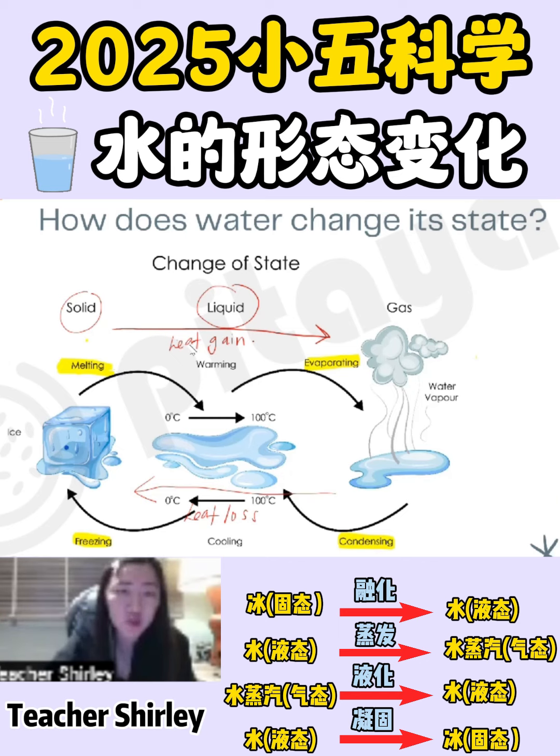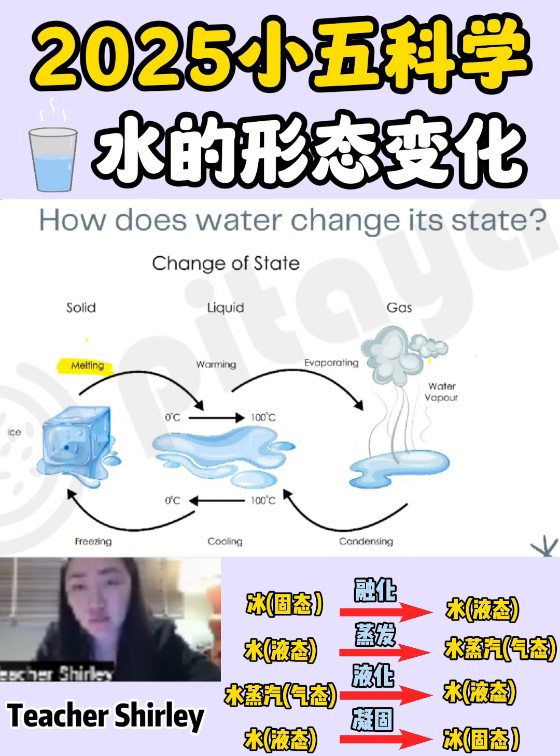Yeah, so this diagram here really summarizes it all. The processes that you need to know: melting, evaporation, freezing, and condensing. Another example of a heat gain process will be evaporation. So evaporation happens when water changes from liquid to gas.